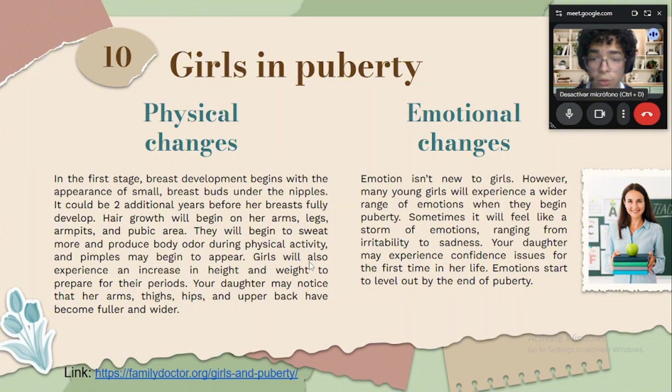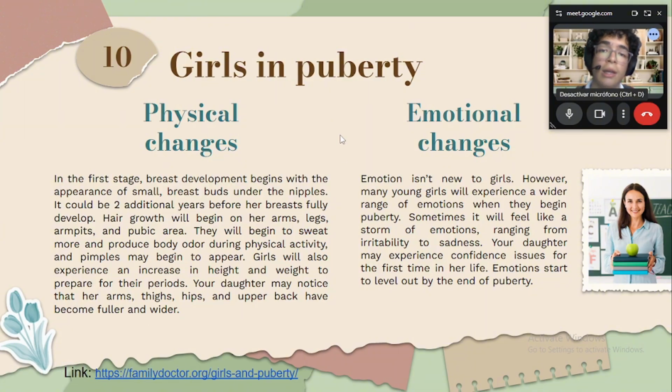Girls will also experience an increase in height and weight, like in boys, to prepare for their periods. Your daughter may notice that her arms, thighs, hips, upper back, chest, and head, every part of the body becomes fuller and wider.